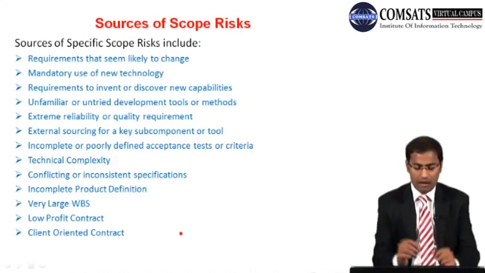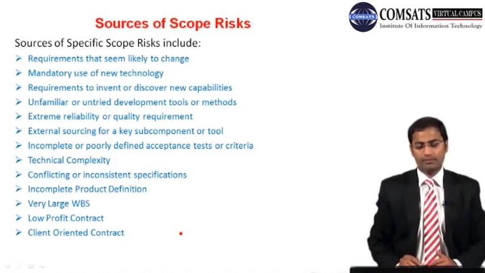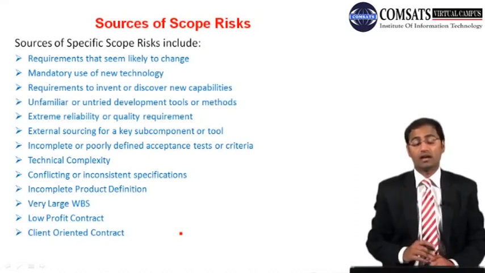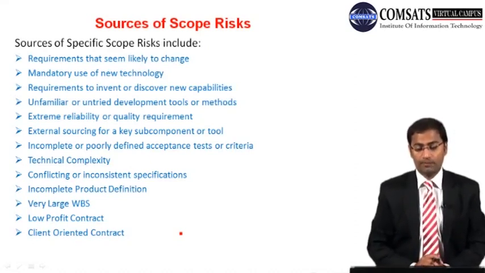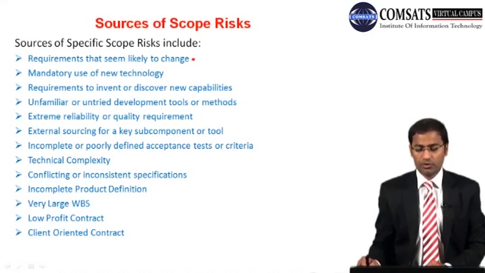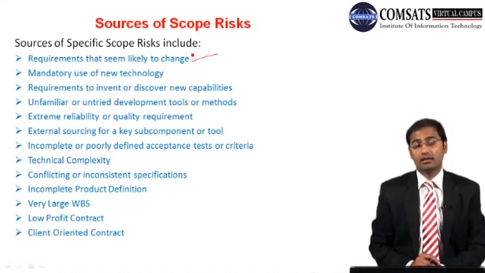So summing this up, we are using so many tools and techniques, and I am just giving you one example. The most critical risks are for the scope, and a few of the risks identified through years of studies are the following sources of specific scope risk, and those include requirements that seem likely to change. Now that is a big hidden point for risk, so you should be very objective.